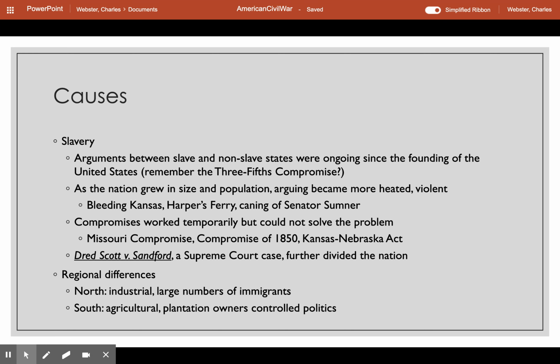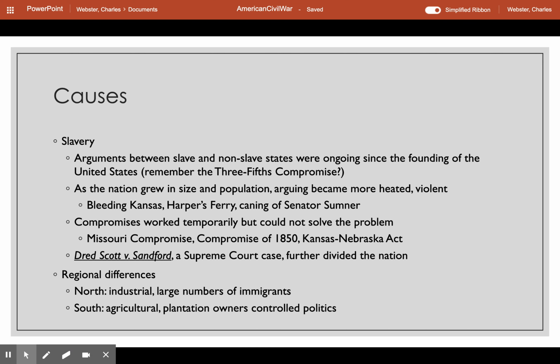This obviously angered a lot of people, a lot of abolitionists, a lot of people in states that didn't want slavery, right? You also had regional differences. In the North, you had a lot of industry and large numbers of immigrants coming from Ireland, from Germany, from Western Europe. And in the West, you had folks coming from China, from Asia. Meanwhile, in the southern states, you had a much whiter population, with fewer immigrants.